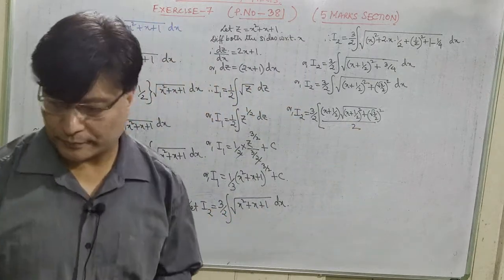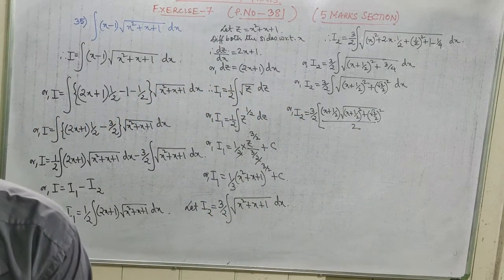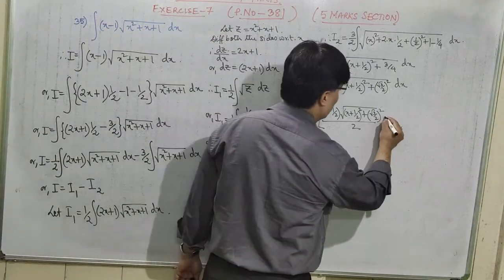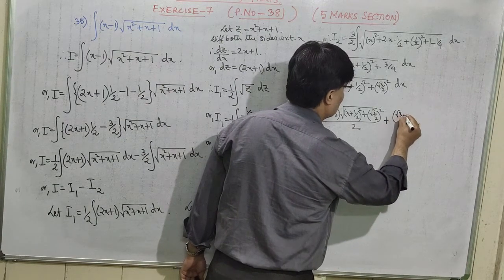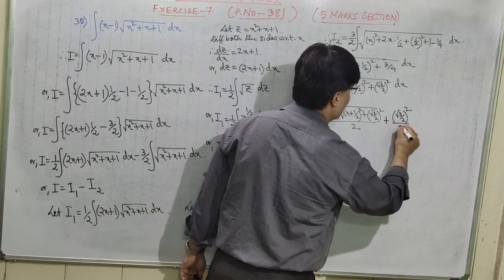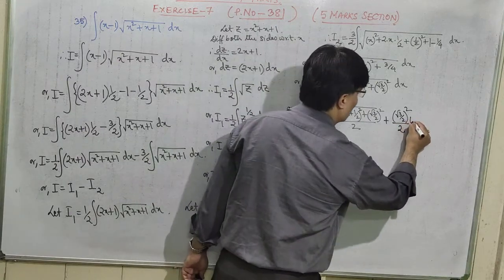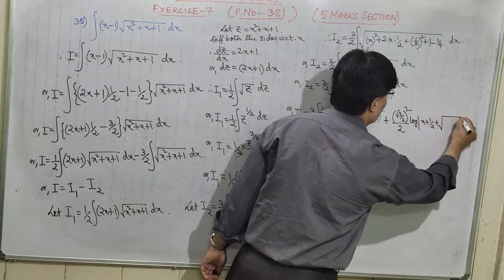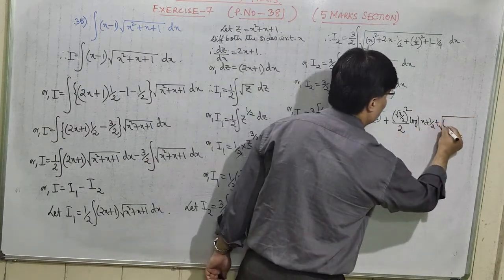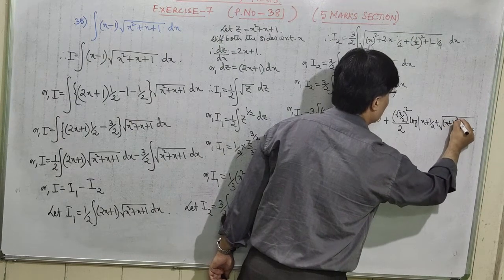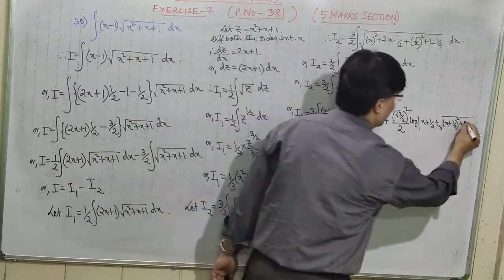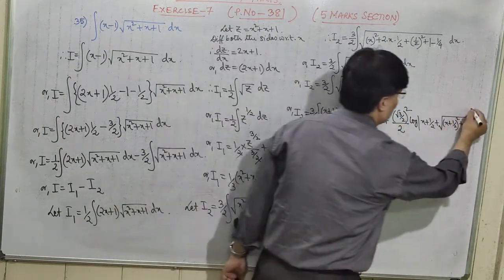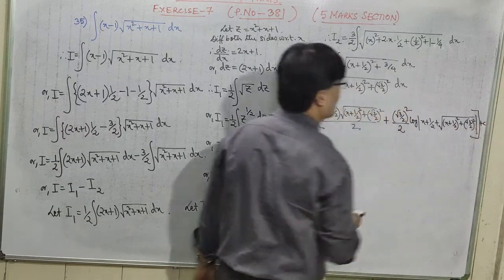Is that clear? So next, plus a square by 2. That is root 3 by 2 whole square, that is a square divided by 2. Then log within mod. What is x? X plus half plus root over. What is x square plus a square? This is x plus half whole square plus what is a whole square? It is root 3 by 2 whole square. Mod sign closed. Then third bracket is closed. Then plus c.